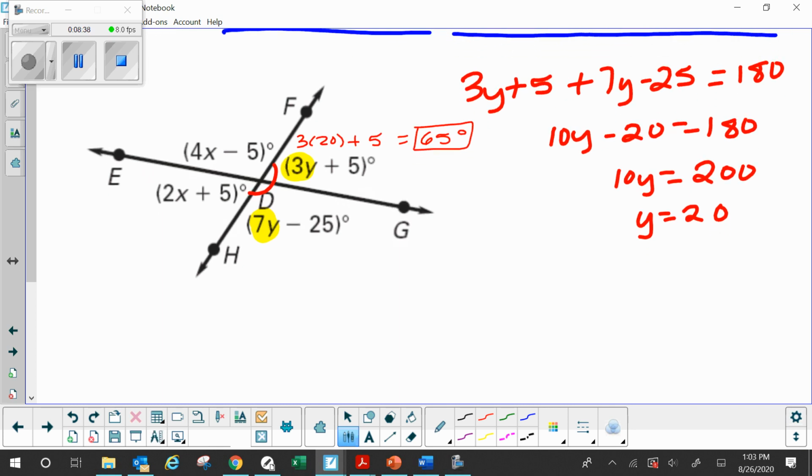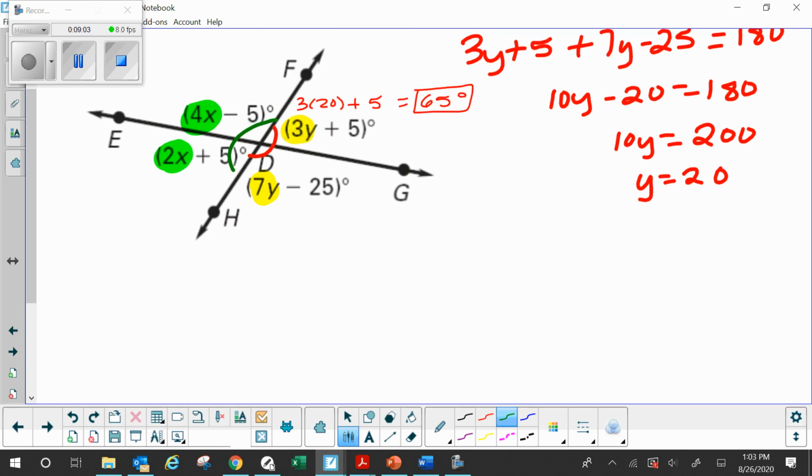So I want to find x first. I want to use the other linear pair. So do you see that this has an x, this has an x, and these two angles would be a linear pair. Those two. So set them up equal to 180, right? We have 2x plus 5 plus 4x minus 5. Those two added together equals 180.